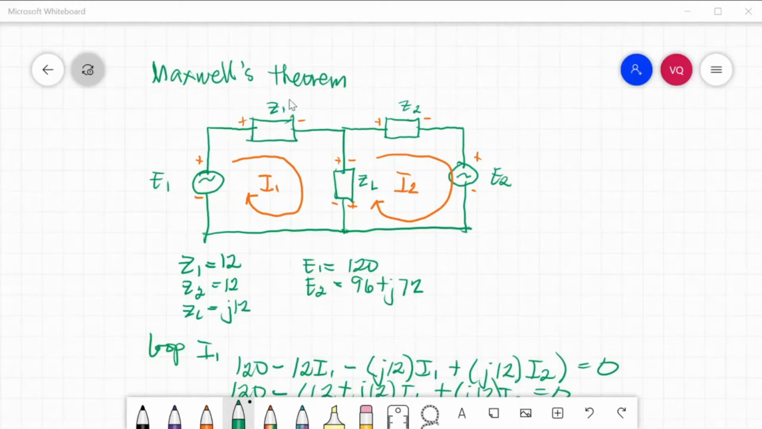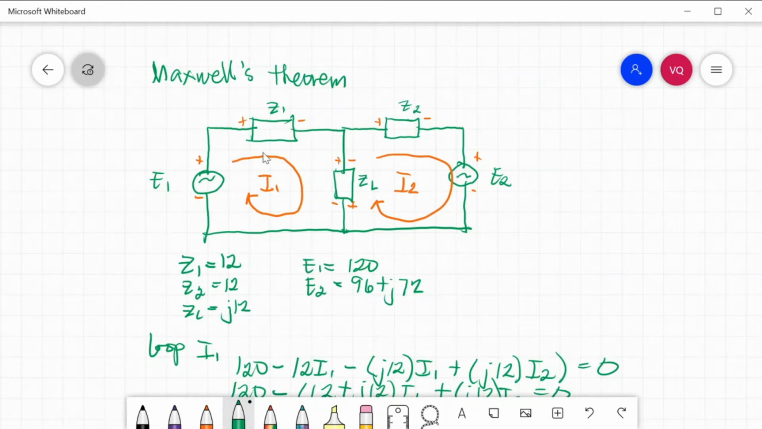Next one is Maxwell's theorem. Again, it is the same principle as in DC circuits. Now we have an example here. We have the same circuit as in our Kirchhoff's.